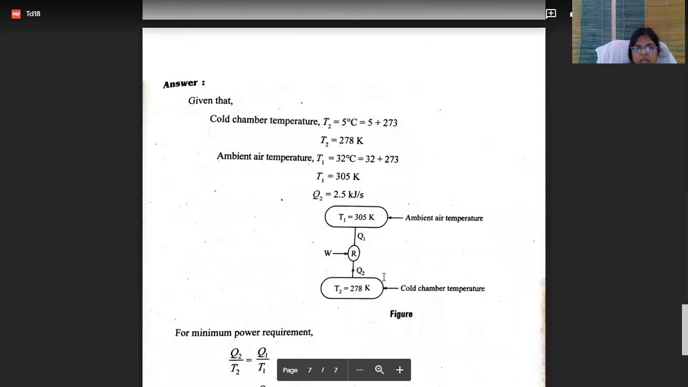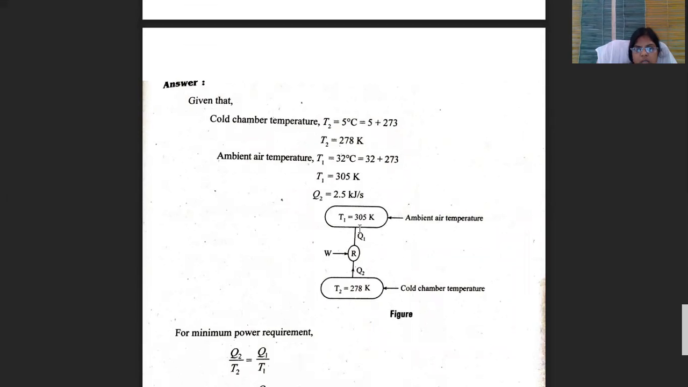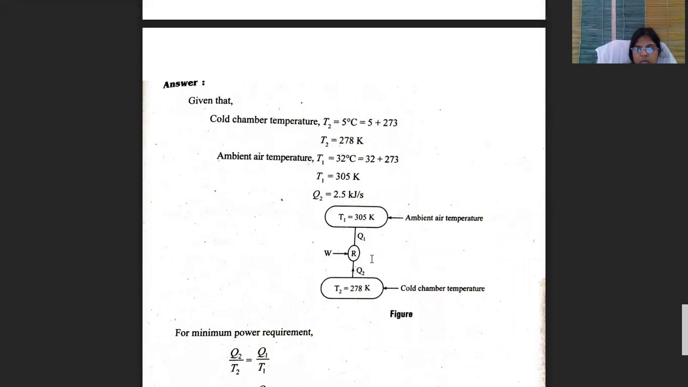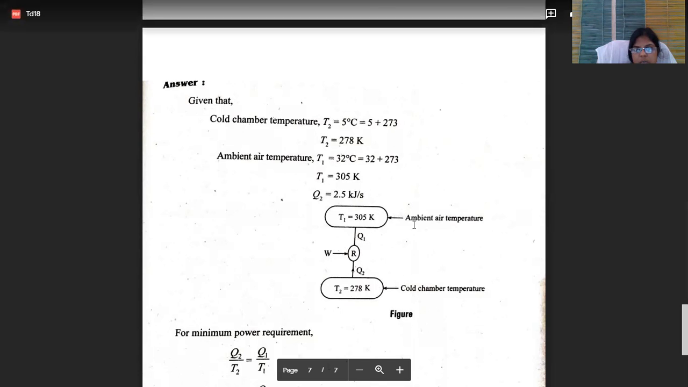So actually, the cold chamber is nothing but a refrigerator. In this refrigerator, there is a higher temperature and a lower temperature. Already I said, when heat flows from lower temperature to higher temperature, that is absolutely a refrigerator or heat pump. When it maintains the lower temperature, we call it the cold chamber temperature, and when it maintains the higher temperature, we call it the ambient air temperature.